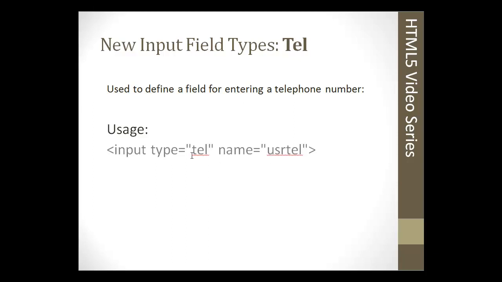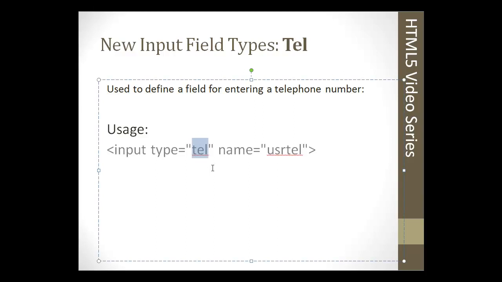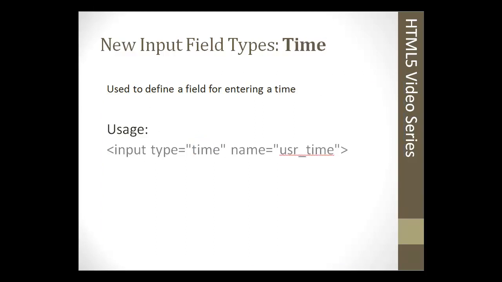Okay, so next we have the tel input, which is used for a telephone number. If the field isn't a valid telephone number, you'd get a pop-up saying that. Time is another one like date. You can select a time or enter a time. URL is used to define a field for entering a link. If it's not a link, it won't go through. You'll have a little message that pops up. And that's the last one that we're going to talk about.